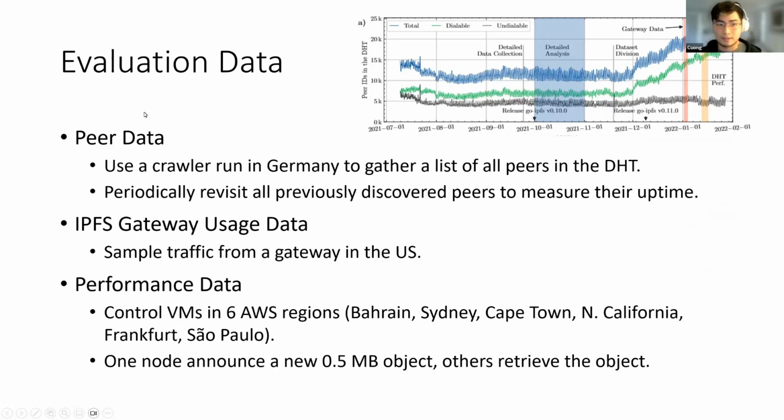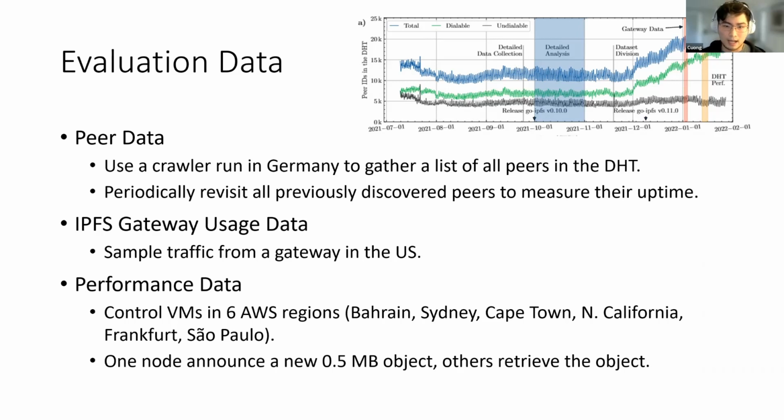So to evaluate the system, the authors collected 3 datasets. The first dataset is the peer data, and it covers information about peers acting as the DHT servers. They collect this data by using a crawler running in Germany and gather a list of all peers in the DHT. Periodically, the crawler revisited all previously discovered peers to measure their uptime. The second dataset is the IPFS gateway usage data, and this can be sampled from the traffic in a gateway in the US.